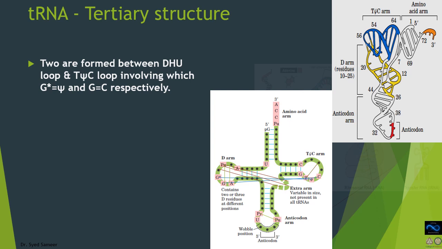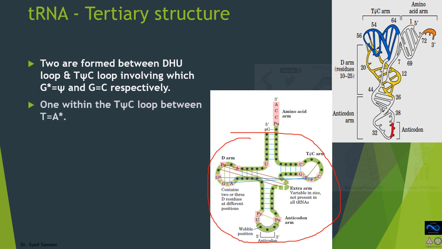As you can see in the accompanying picture, I have given you these bonds which are present in the tertiary structure. Another one is the one with the TYC loop, between T and A here. The other one is within the anticodon loop, between the Y modified base and a purine here.